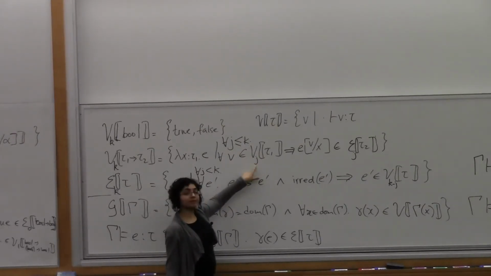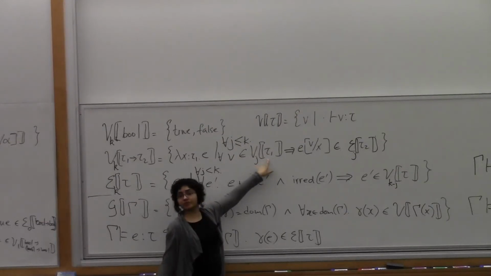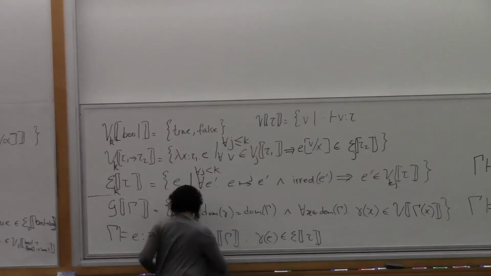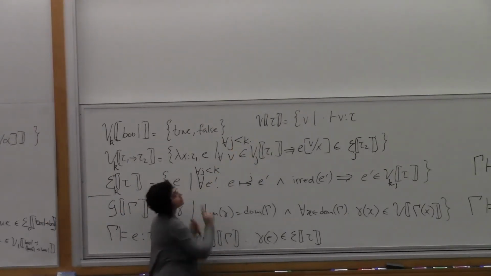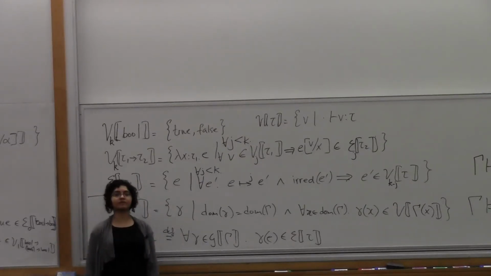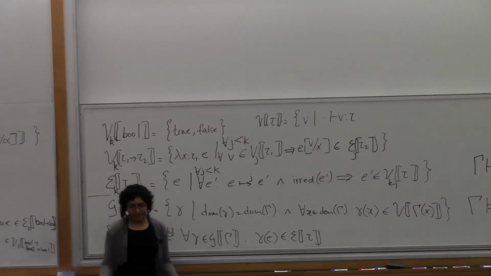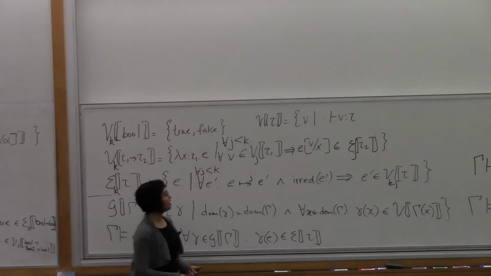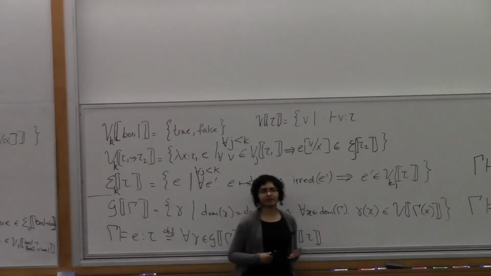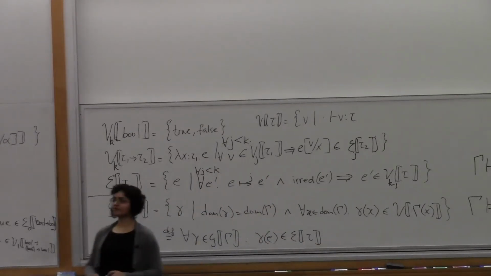So my point is that the step index might not get smaller, but the type gets smaller, so we're still okay. Alternatively, you could perfectly well write this definition with a j strictly less than k over there, because if it's a lambda, you will always take one step before you need to show anything. So that will work out fine as well.